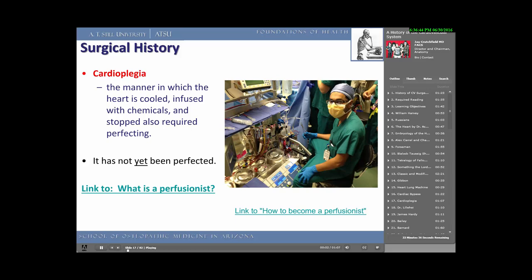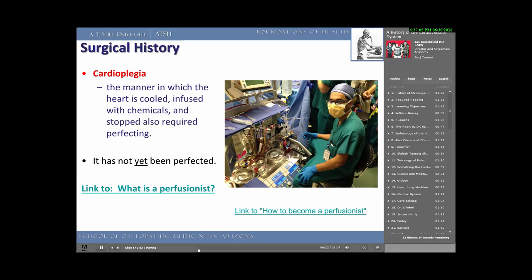Well, the next question that you have obviously is, how do we hook somebody up on cardiac bypass if the heart is still pumping? Well, we don't. We usually stop the heart. It's called cardioplegia, the manner in which the heart is cooled, infused with chemicals, and then also stopped. Most of the time, this is a potassium solution, and it's cooled with ice.